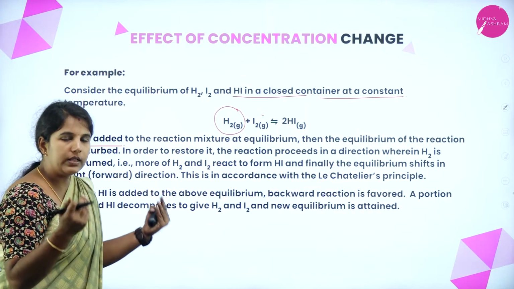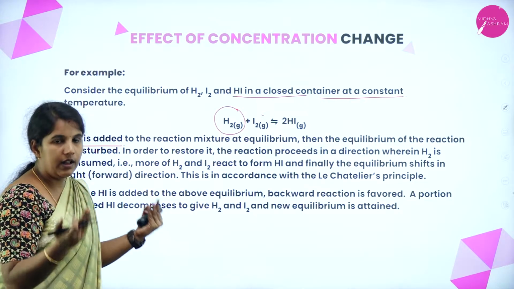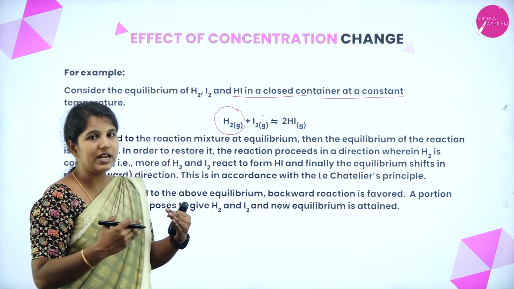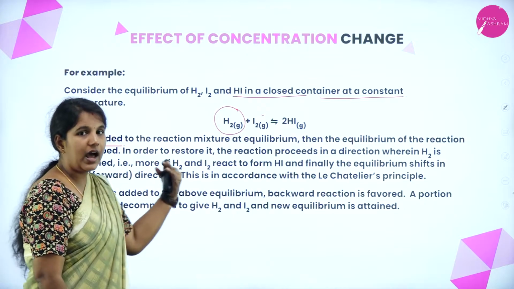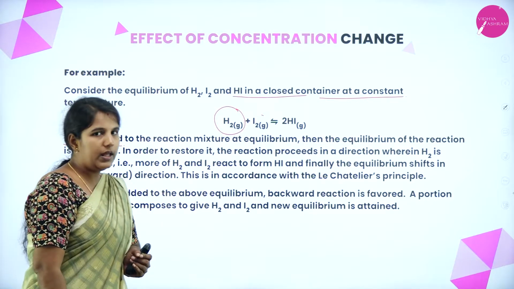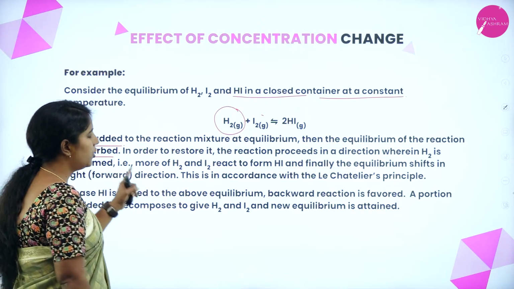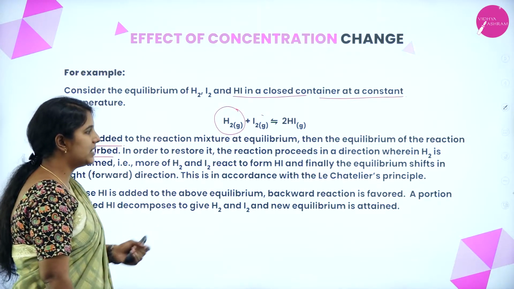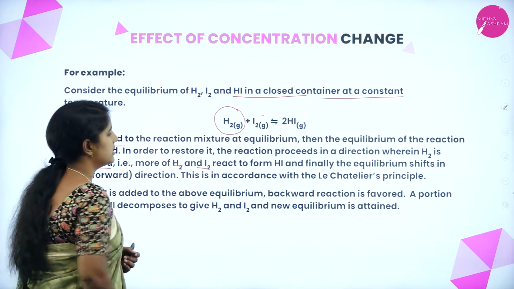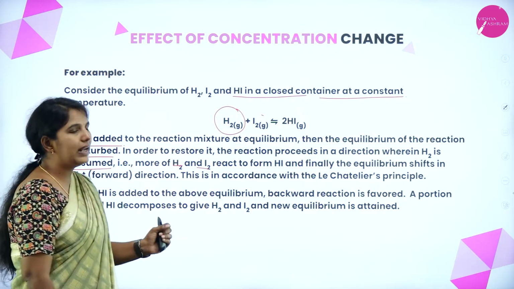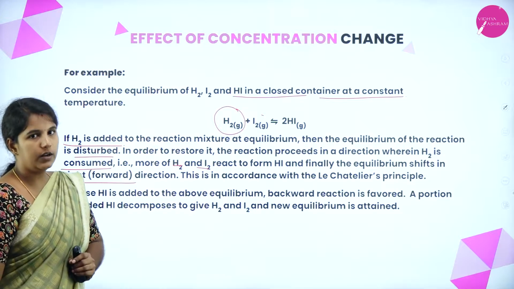What will happen? When the system is already at equilibrium and stress has been applied, the equilibrium will get shifted. According to Le Chatelier's principle, the system has to nullify the stress. Correct, no? So, here we'll see whether the reaction favors the forward or the backward direction. When the equilibrium of the reaction is disturbed, in order to restore it, the reaction proceeds in a direction where hydrogen is consumed and more hydrogen and iodine react to form hydrogen iodide. Finally, the equilibrium will be shifted to the right side, that is, it favors the forward direction.